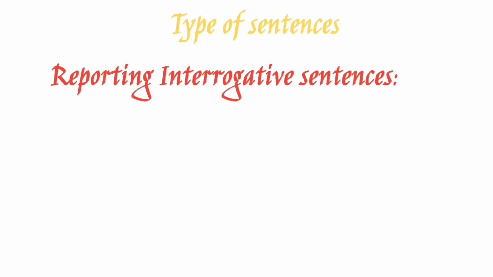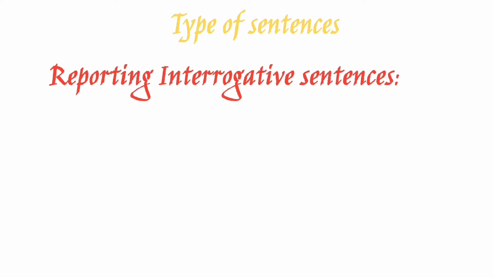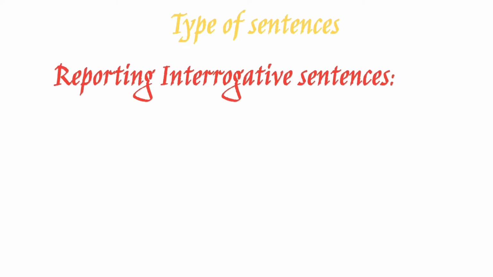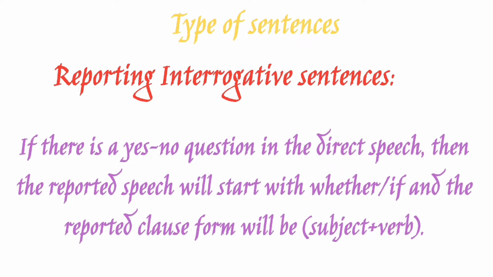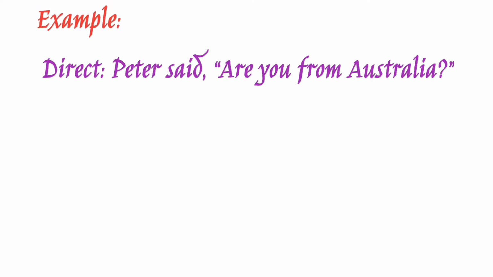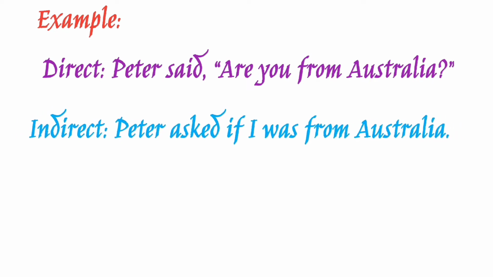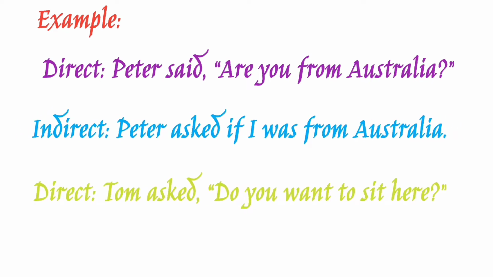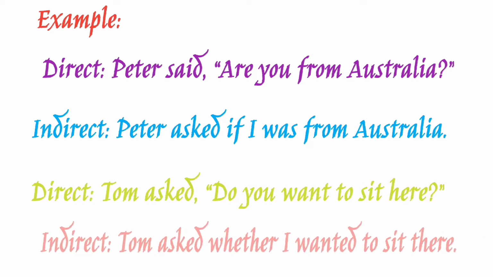Type of sentences. Reporting interrogative sentences. If there is a yes-no question in the direct speech, then the reported speech will start with whether or if, and the reported clause form will be subject plus verb. Example. Direct: Peter said, "Are you from Australia?" Indirect: Peter asked if I was from Australia. Direct: Tom asked, "Do you want to sit here?" Indirect: Tom asked whether I wanted to sit there.